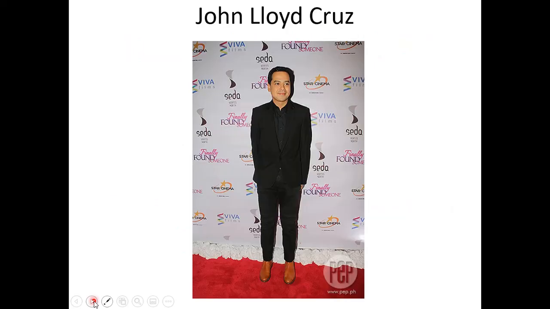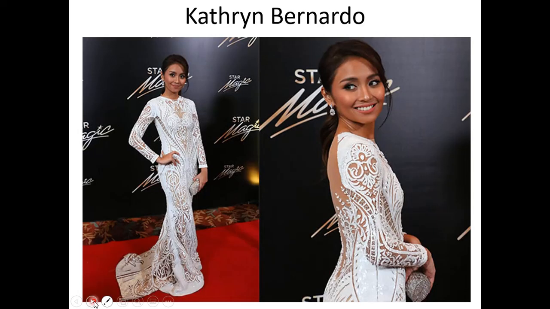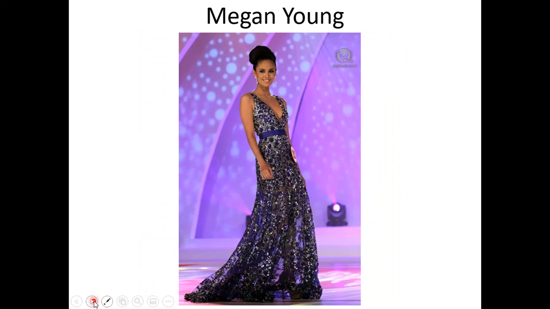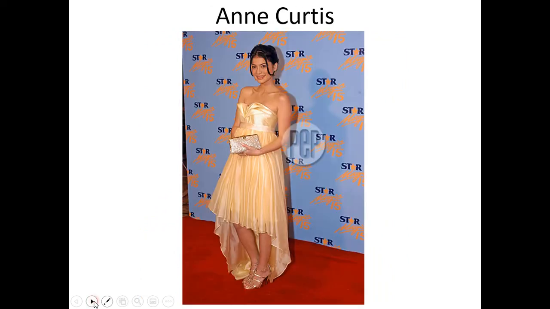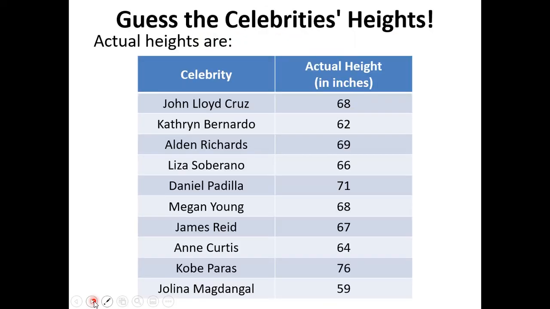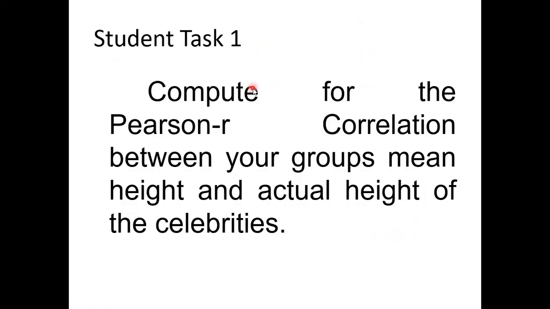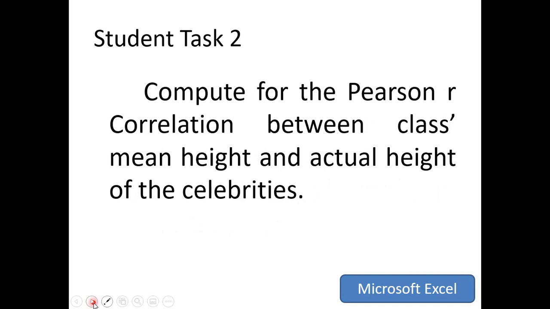Okay. So si John Lloyd, ano kaya ang height niyan? Okay, si Catherine, si Alden, si Liza, si Daniel, si Megan Young, si James Reid, si Ann Curtis, si Kobe, si Jolina. Okay. So here are the actual heights of the celebrities. Okay, and then you have to answer using the Pearson product moment correlation. Another task is to compute for the correlation between your group means, height, and actual height of the celebrity. So, kahit ano na to, huwag nyo nang sagutan itong student task 1. Ito na lang.